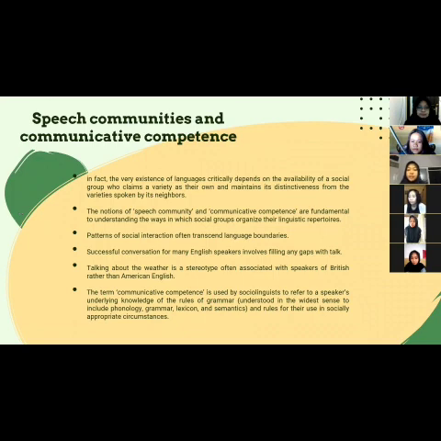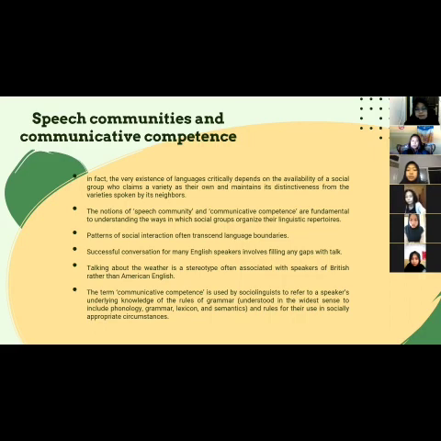Speech communities and communicative confidence. In fact, the very existence of a language critically depends on the availability of a social group who claims a variety as their own and maintains its distinctness from those spoken by its neighbors. Such a group can be called a speech community, and the conventions they share about their speech variety can be called communicative confidence. The notions of speech community and communicative confidence are fundamental to understanding the ways in which social groups organize their linguistic repertoires.